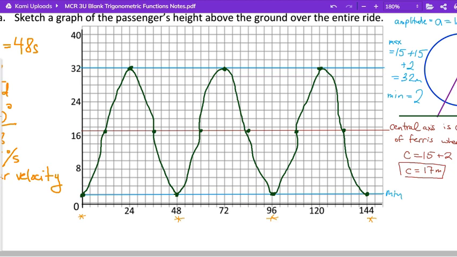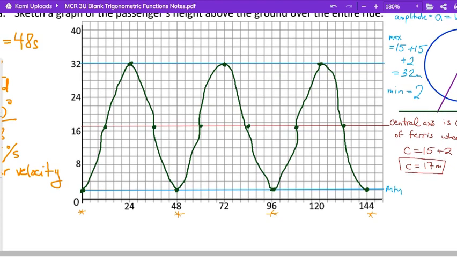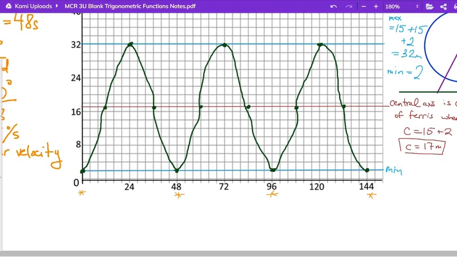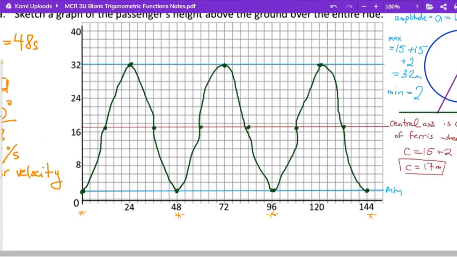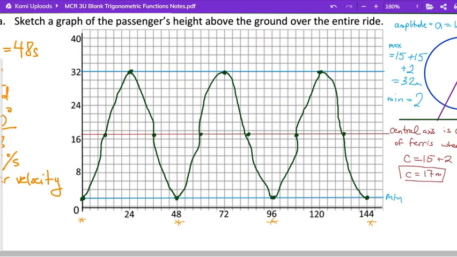Okay, so we have drawn. Let's write an equation. Are we going to do that later? Oh yeah, question B tells us to write an equation. Let's do that right on the graph as we're looking at it.